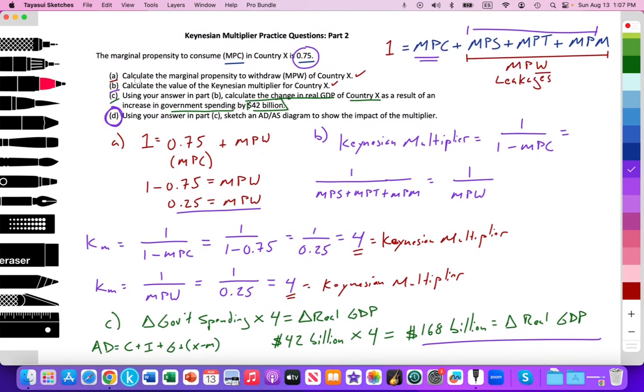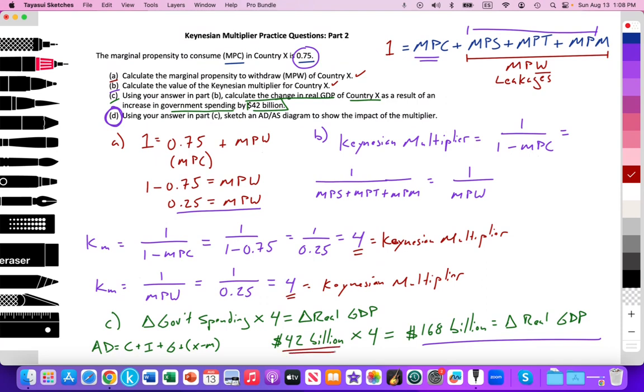So let's go back to the last question that we were working on. We went over parts A, B, and C, and now we've left question D. Question D says, using your answers in part C, sketch an aggregate demand, aggregate supply diagram to show the impact of the multiplier. So the IB is asking us to illustrate what this looks like.